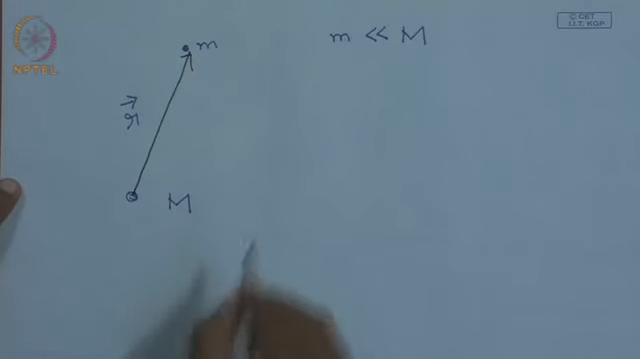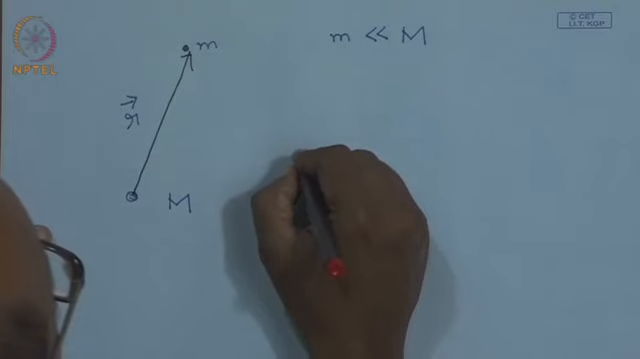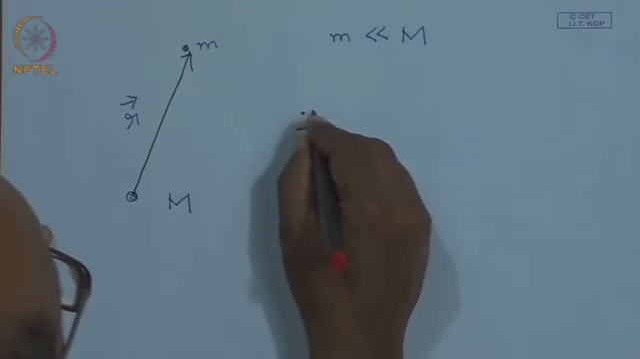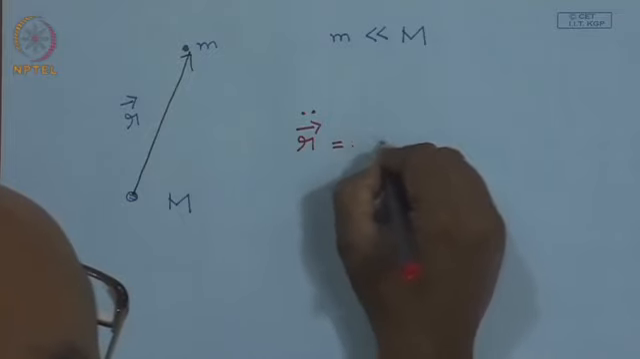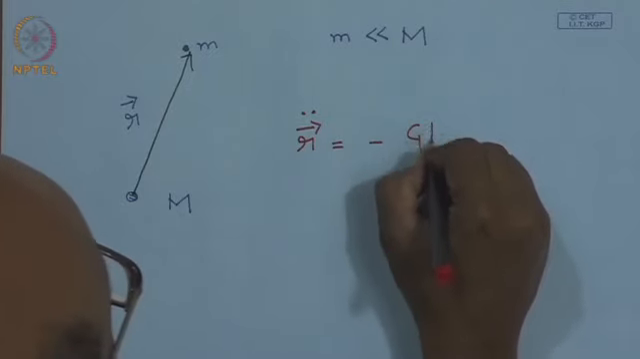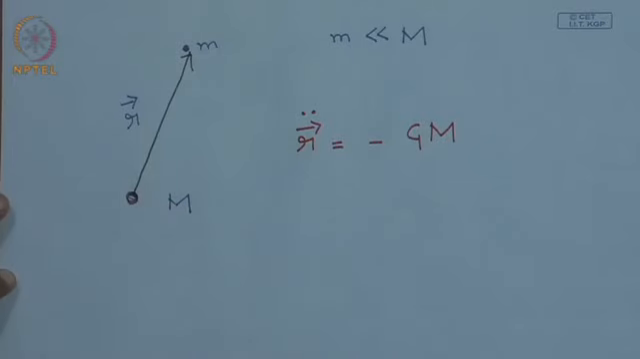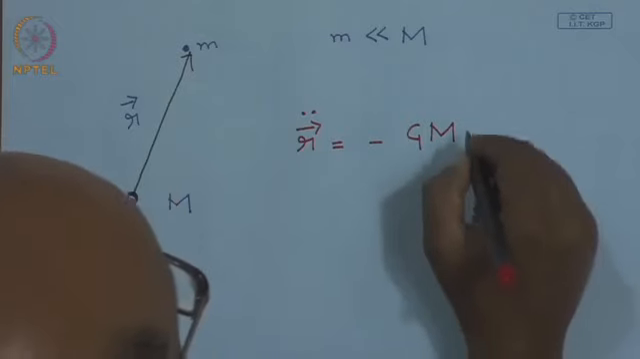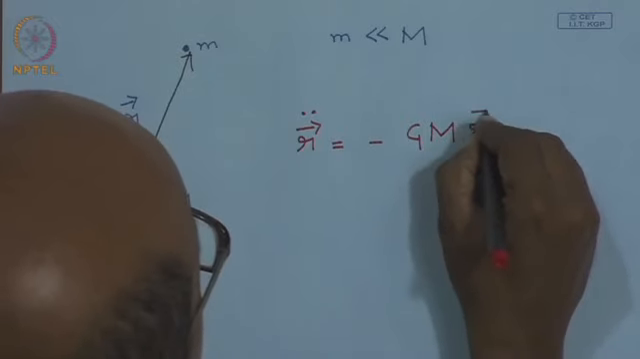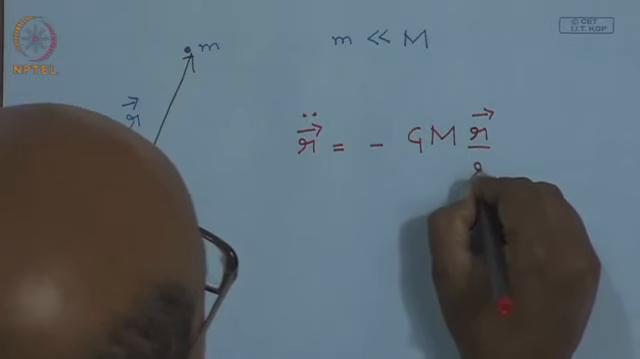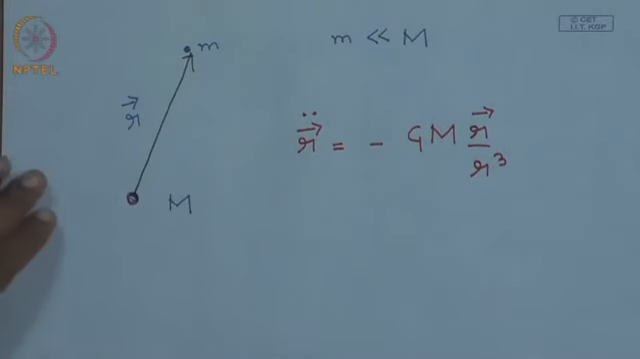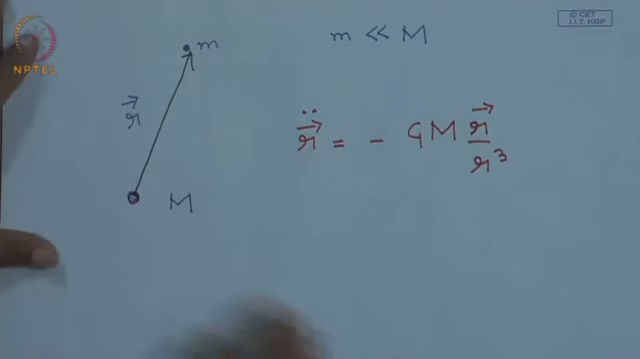Under this assumption, the equation of motion of the test particle, which we have already discussed, let me remind you again, is r double dot, the acceleration of the test particle, is equal to minus GM, where M is the mass of the object that is exerting the gravitational force, minus GM by r square, and I write it as the vector r by r cube. So, this is the 1 by r square law. So, this is the motion of a test particle around a very massive gravitating object.